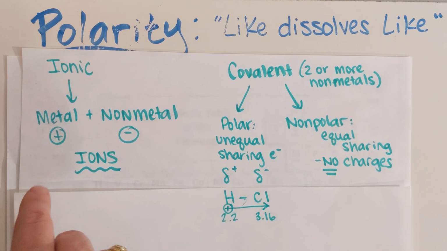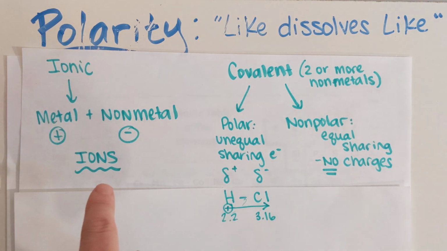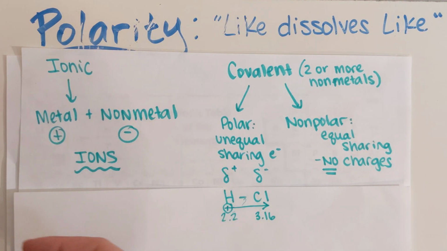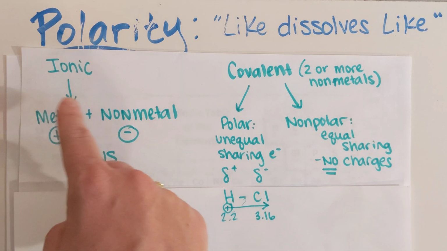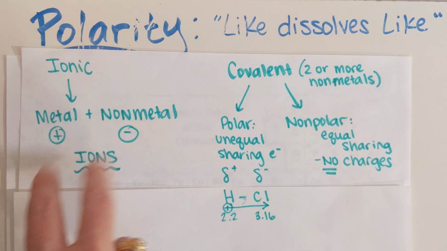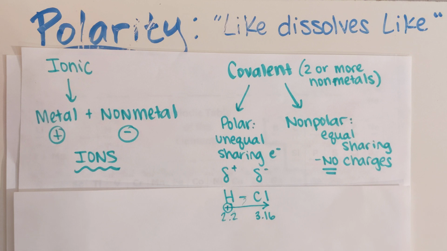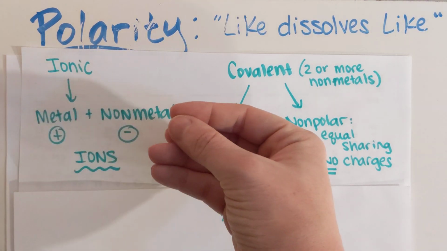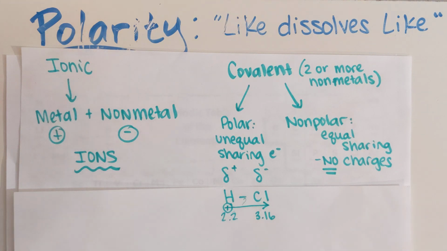So in this case, what happens is the nonmetal has a higher attraction for the electrons. So the nonmetal is actually going to pull the electrons towards it off of the metal. Okay, so that has to do with an electronegativity difference. So the more electronegative nonmetal pulls the electrons off of the less electronegative metal.